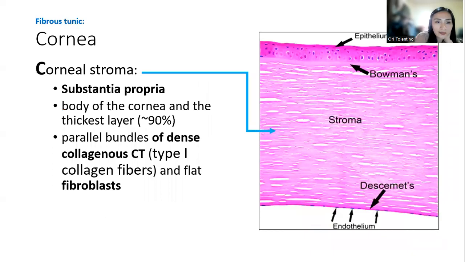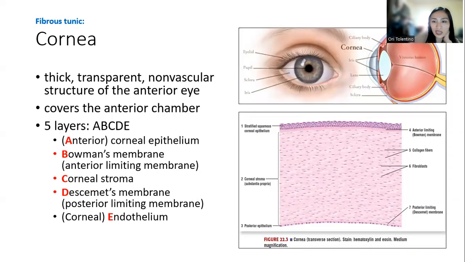C is for the corneal stroma or also known as the substantia propria. Okay, D for Descemet's membrane right here. Descemet's membrane is also called the posterior limiting membrane. And E is for the corneal endothelium. Just let's call it endothelium for it to become letter E. So that's it. A, B, C, D, E.